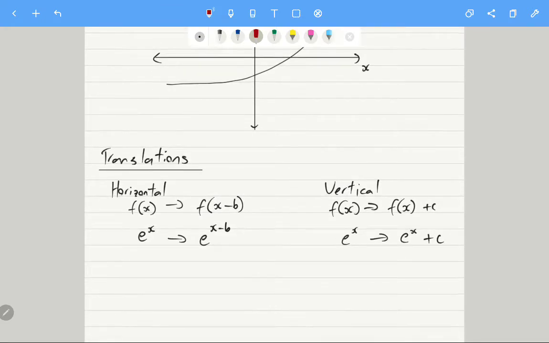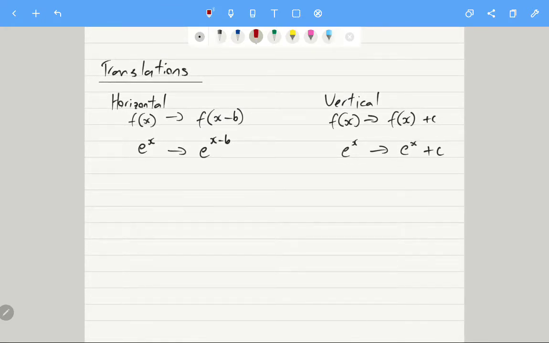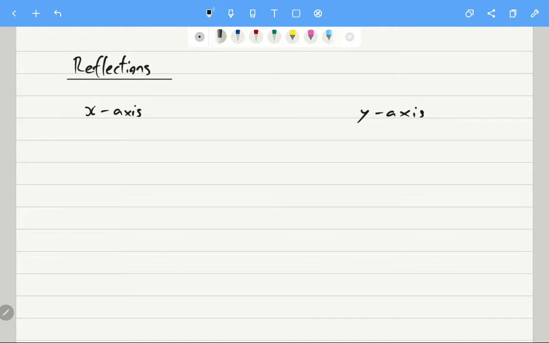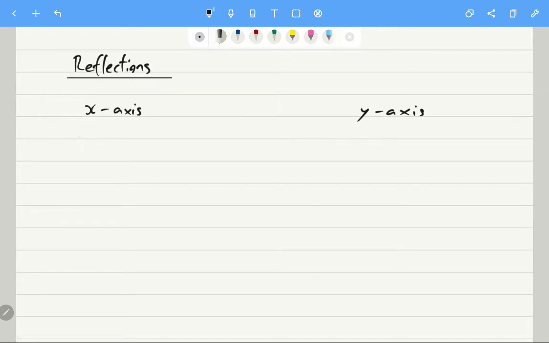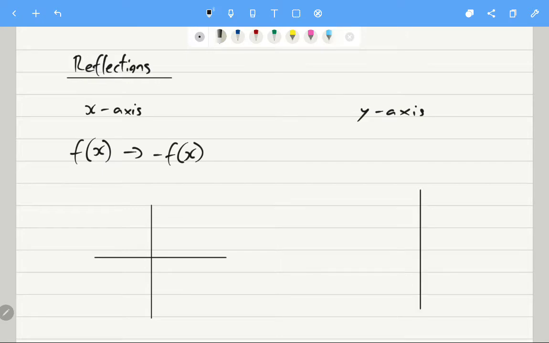You can go horizontal or vertical. Let's have a look at reflections. Alrighty, so for x-axis reflections, it is in the form of f of x becoming negative f of x. Reminder, this is because in order to reflect something along the x-axis, a point's y-coordinate needs to change, not its x-coordinate. So that would mean that when we're looking at e to the x, well, e to the x is going to become negative e to the x.